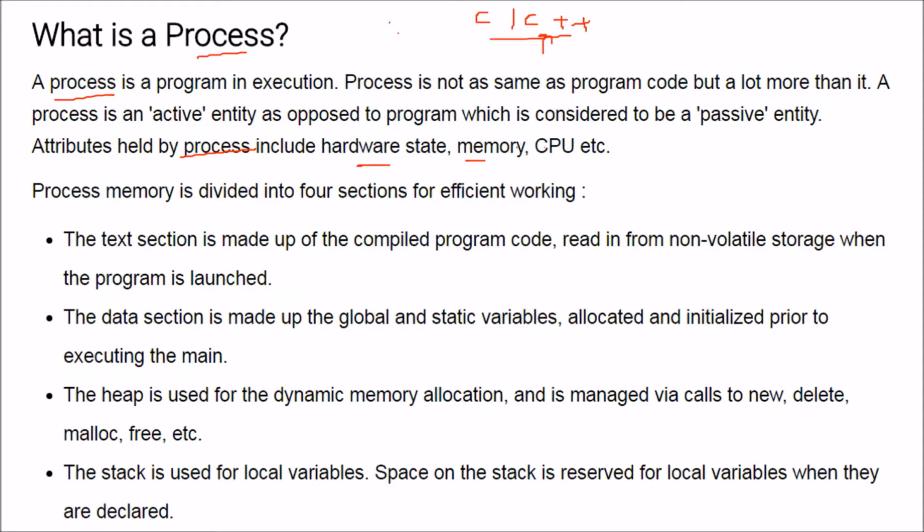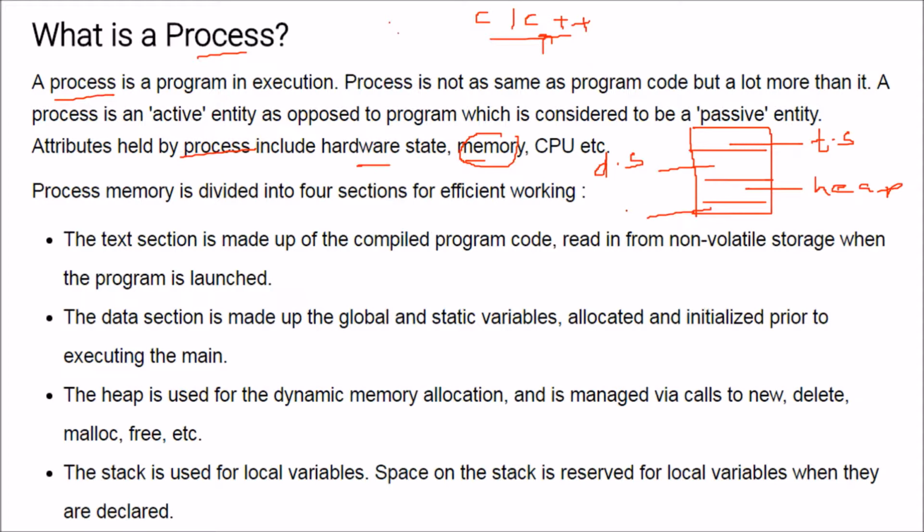Now the process has a memory, so this process memory is divided into 4 sections for efficient working. What are these 4 sections? First one is your text section. Second is your data section. Then you have heap. And then you have stack.